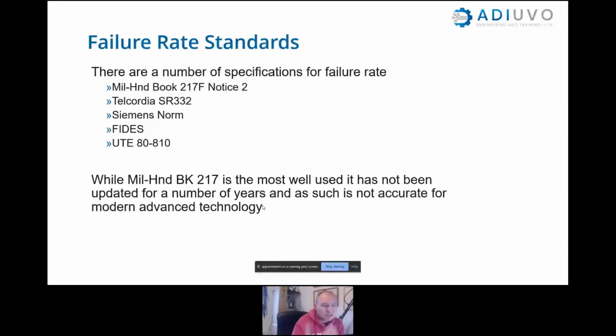Now, there are a lot of applications that we can use to get through this. To determine failure rate standards, we could take a look at Mil Handbook 217, which is rather old, but there are some other ones such as the Telcordia specification. Siemens have one, and increasingly there are design tools such as Relyence and such like, which will also include their own.